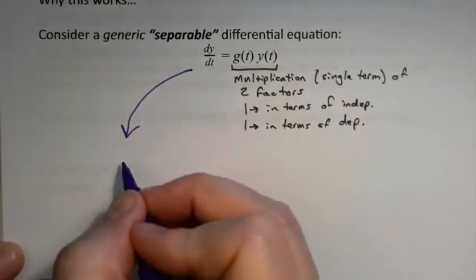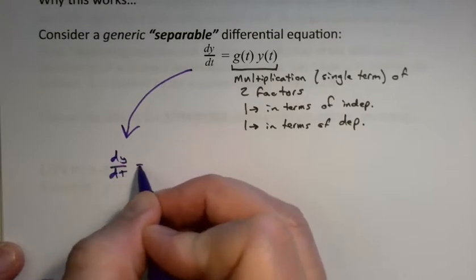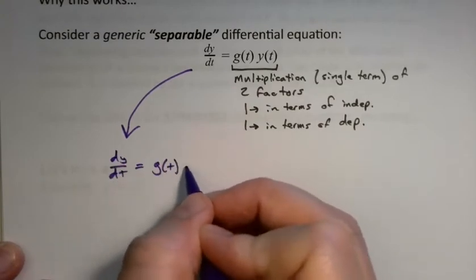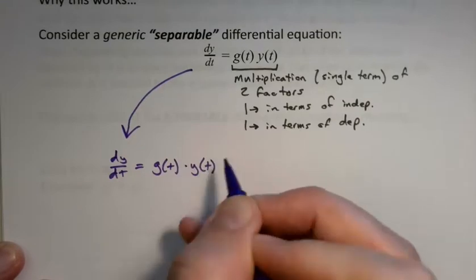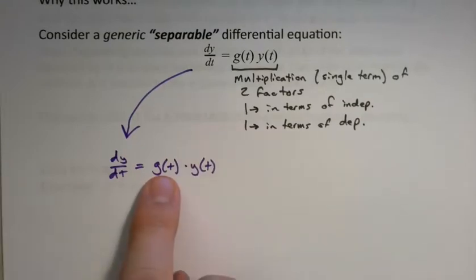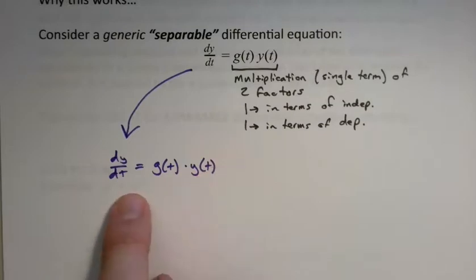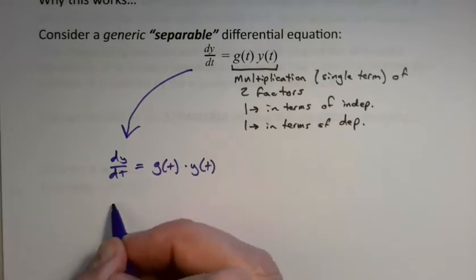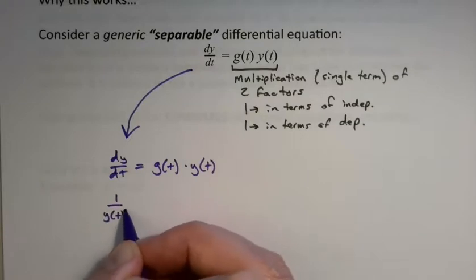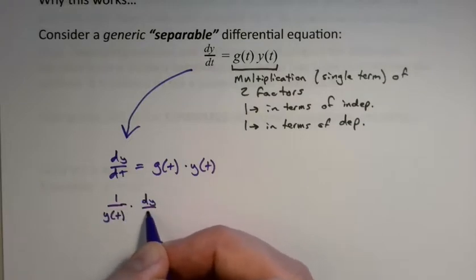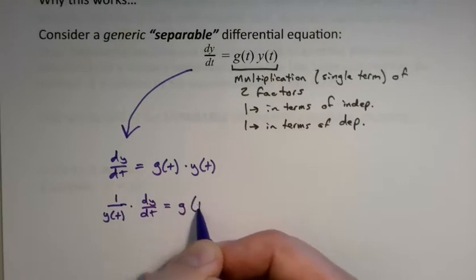We're going to start with dy dt equals g of t times y of t. And remember, g of t could be t squared, it could be t, it could be 2t, it could be sine of t, whatever, but it's just a function of t. There's no y in it. There's no other variable there. So I'm just going to divide both sides by y of t, or multiply by 1 over y of t. And so I have 1 over y of t times dy dt equals g of t.